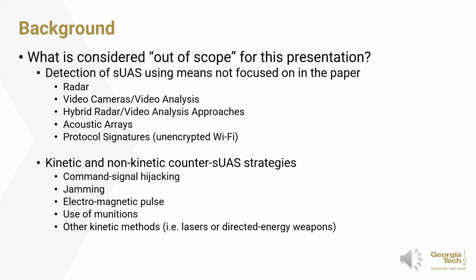Finally, this will not be discussing kinetic and non-kinetic counter SUAS strategies. So these are command signal hijacking, which again may not be effective, especially for encrypted protocols. Jamming, which is highly illegal in the United States and many other countries under the Federal Communications Commission. Electromagnetic pulses, use of munitions such as shotguns, bow and arrow, or what have you, and then other kinetic methods of actually disabling SUAS. Again, the purpose of this paper is to detect and allow the individual to respond, not to disable or destroy.